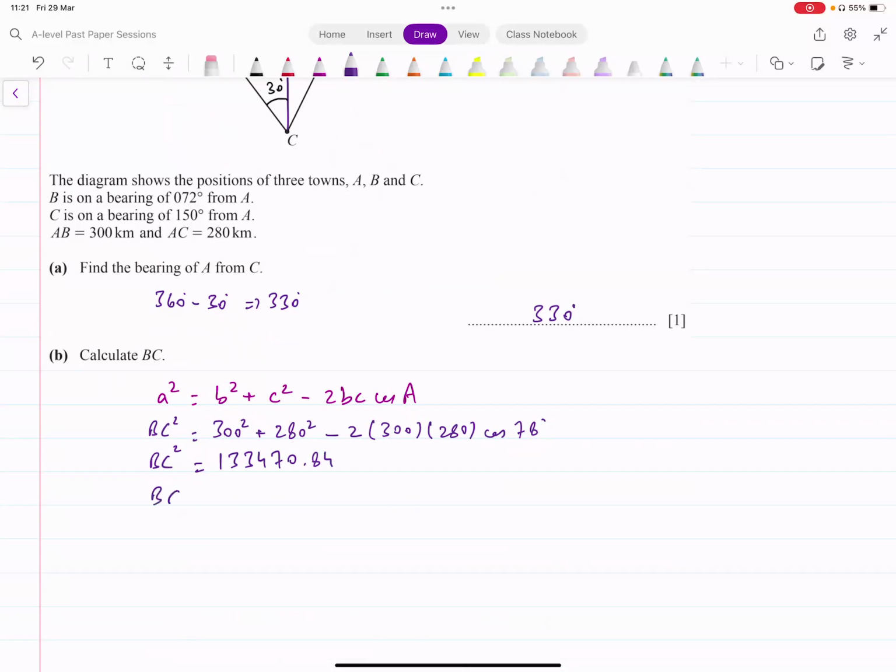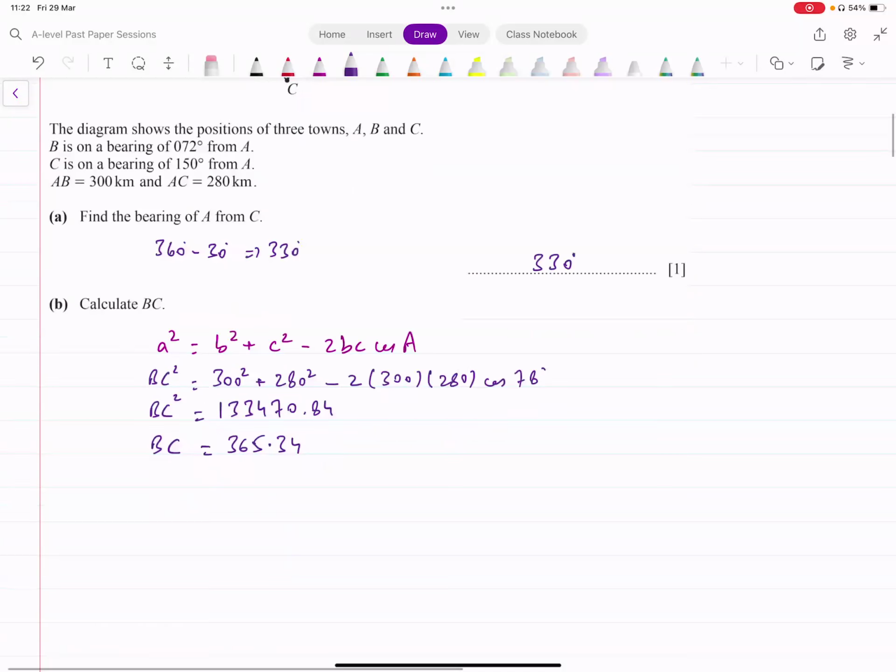Now we take the square root of both sides. BC turns out to be 365.34. That's the length of BC. You can write it like this, or if you want, you can round it off to 3 significant figures. In that case, it would become 365, and that's also fine. You can also leave it like this. This is also going to be acceptable. Okay, let's have a look at the next one.